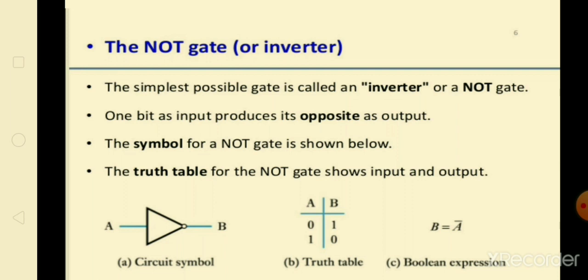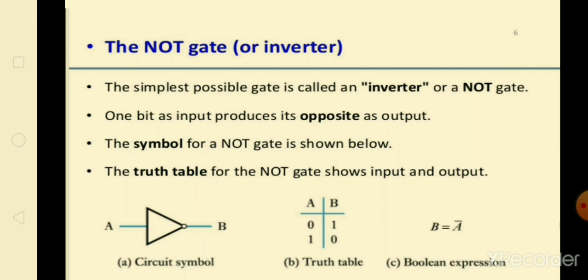Next, your third gate is the NOT gate. The NOT gate is the simplest possible gate, called an inverter or NOT gate. It is used for an inverting operation. The circuit symbol of a NOT gate is shown in the figure. It has only one input, A, and its output is B. The symbol shows a triangle with a bubble in front of it. That bubble shows it is doing an inverting operation. Inverting means if you give it a 0, it will give you an output of 1. If you set an input to 1, the output will be 0.